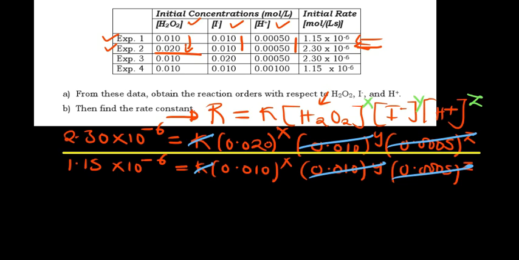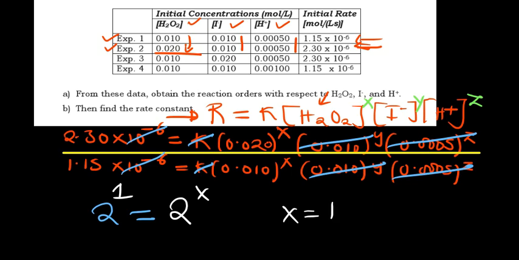If you divide what's on the left, 1.15 into 2.30, that's going to just give us a 2. Now this one is divided by that. Since we've got the same powers, we can group them, divide them, and they'll give us a 2. We'll maintain the power, so 2 to the power x. From indices we know that x therefore becomes 1. So that's the reaction order with respect to the first reactant, so x is equal to 1.